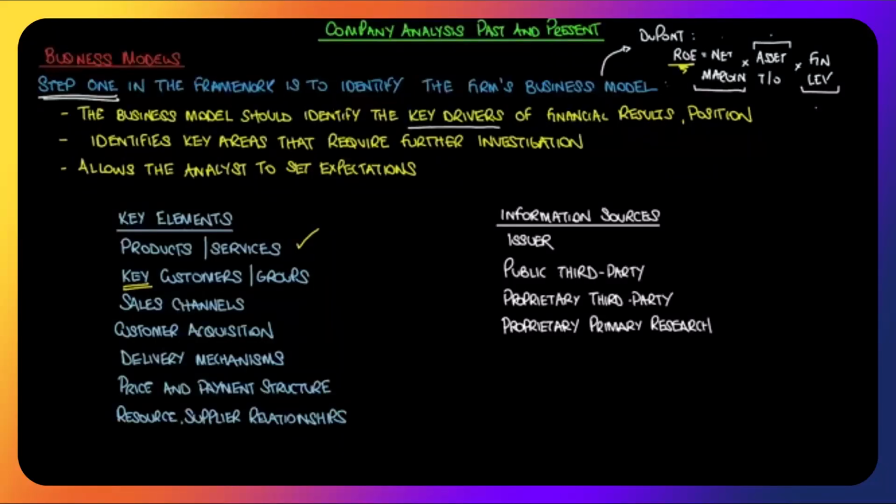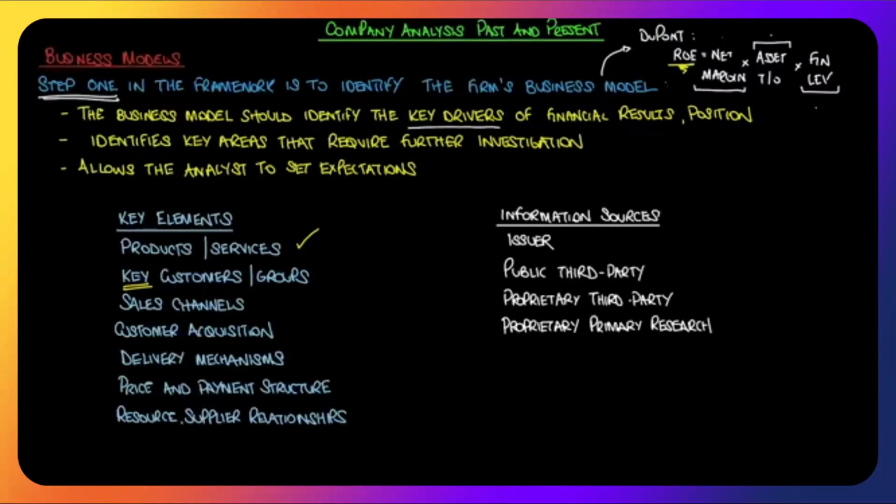Sales channels, how do you deliver your goods? Is it physical? Is it online? Is it immediate? Is it bespoke? Does it take 15 years? If you think about distilleries, it may well take 15 years to deliver it. Customer acquisition, how do you go out and get your customers? Is it word of mouth? Do you engage in heavy marketing? Are they delivered to you by complementary businesses?